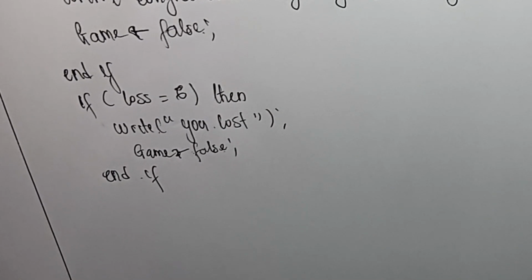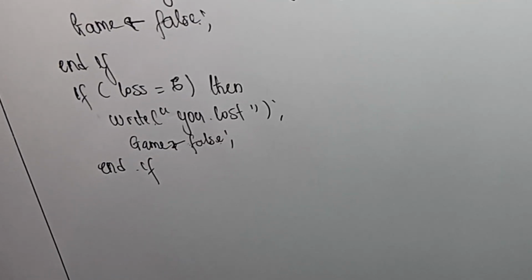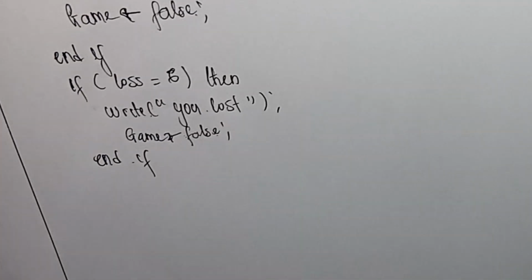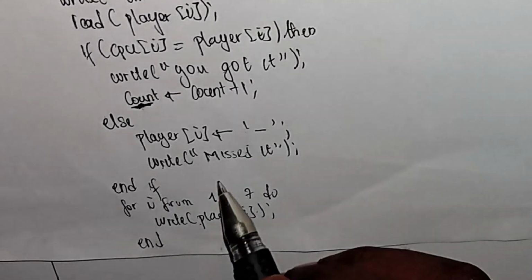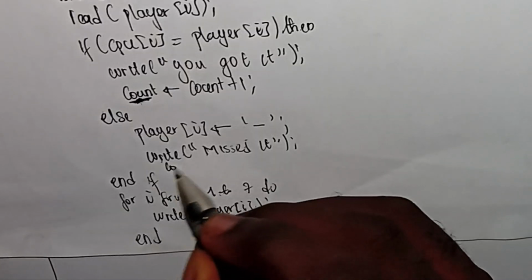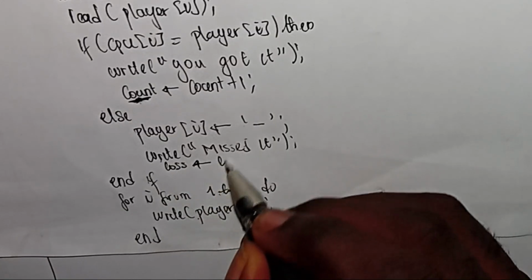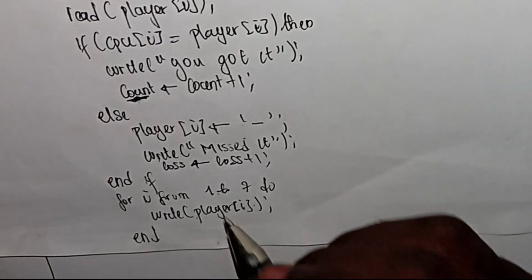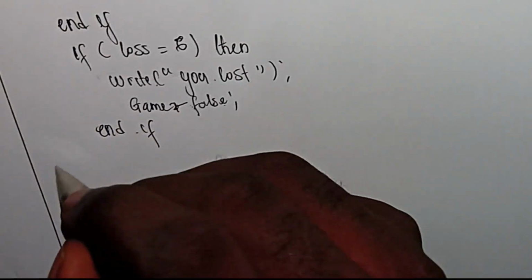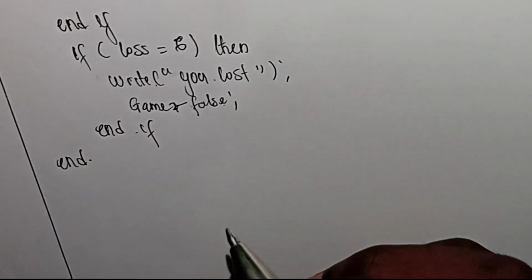I feel like there is something we need to update here. In this part of the code, right down here where you say you missed it, we did not modify loss. Loss is supposed to be loss plus 1. So that's one more thing we didn't modify in the code. And we want to end our code.